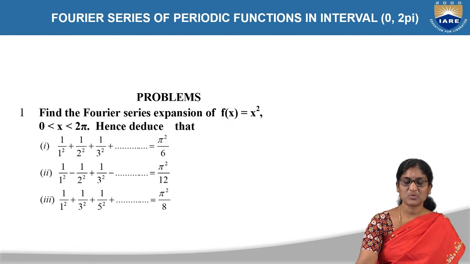So let us see one example. Find the Fourier series expansion of f of x equal to x square, x from 0 to 2 pi. Hence, deduce that 1 by 1 square plus 1 by 2 square plus 1 by 3 square, and so on up to infinity, is equal to pi square by 6. Similarly, 1 by 1 square minus 1 by 2 square plus 1 by 3 square, and so on up to infinity, is equal to pi square by 12.